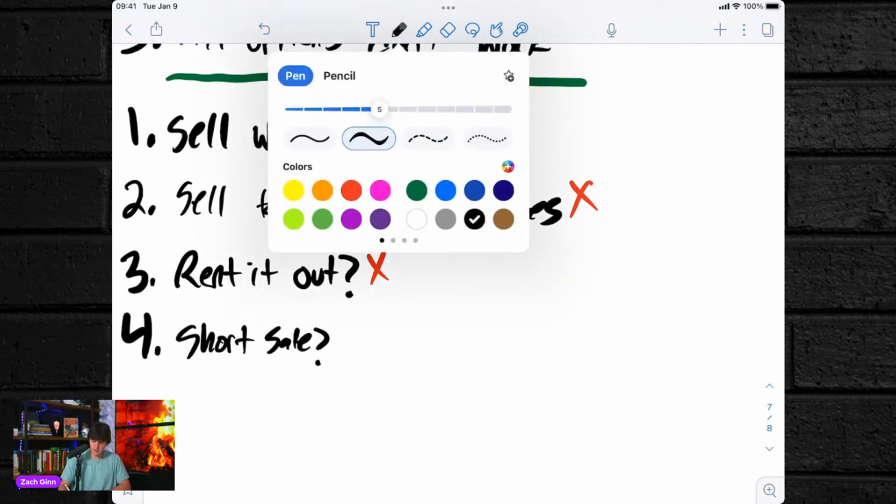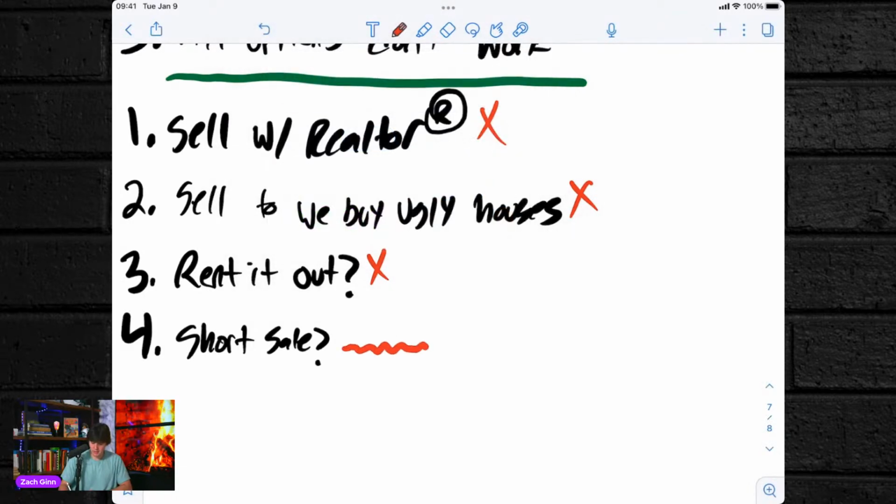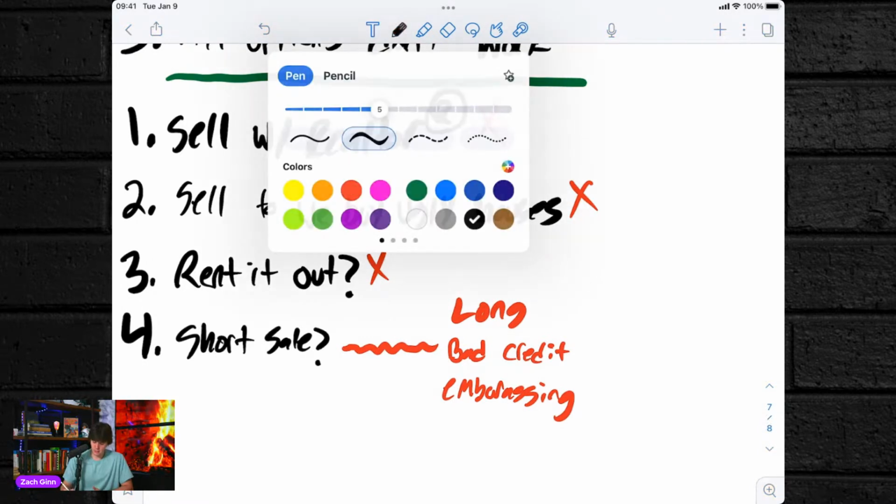The problem with the short sale is, number one, it is a possibility, but first of all, it's a long process and you're just going to be losing money doing it. It's really bad for your credit. Some people say no, it's not. And it's very embarrassing for a lot of people, right? They have to go through this, right? Same thing. I might spell words wrong. Who cares?